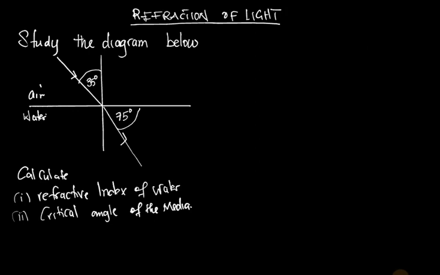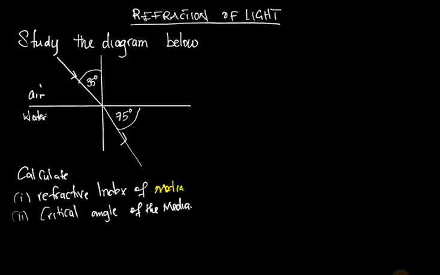Under reflection of light, I have a question for you that says study the diagram below, and we have the incident ray and the reflected ray. The angle made between the normal and the incident ray is 35, and the angle made between the media, which is the surface, and the reflected ray is 75. We've got medium 1, air, and another medium, water. It says calculate the refractive index of water and the critical angle of the medium.